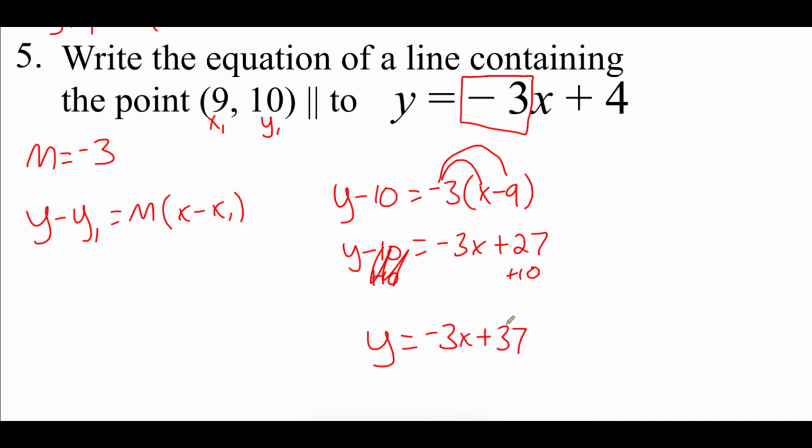So this equation is parallel to our original equation because they have the exact same slope, and because we used the point 9, 10 as we were doing our point-slope form. If we were to graph it out, we would see that it does go through the point 9, 10.